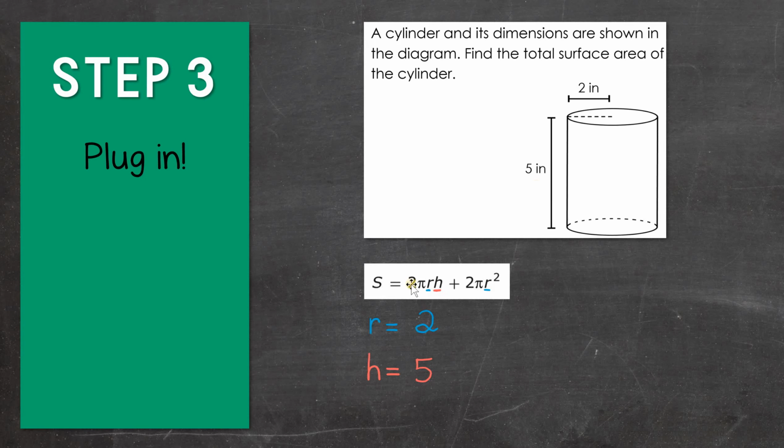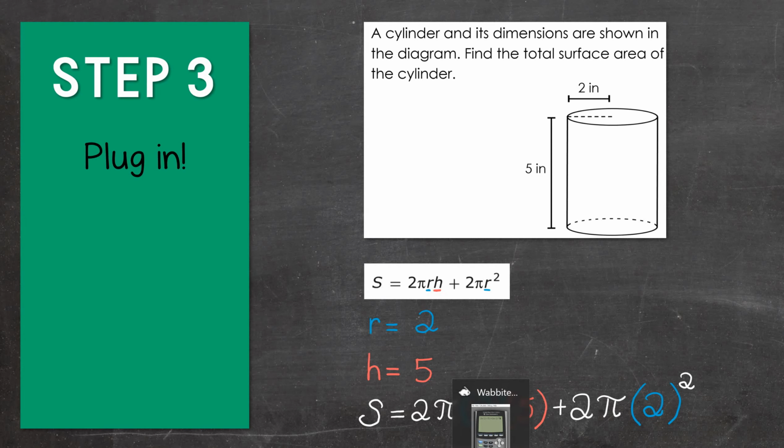Step 3, plug it in. We're going to plug the numbers we found into our formula. So surface area is, according to this, 2 pi, and then times r, so we're going to put times 2, times h, so we're going to put times 5, and then plus 2 pi, r squared, so 2 squared.